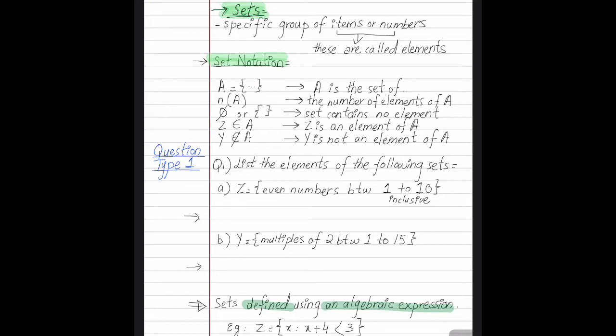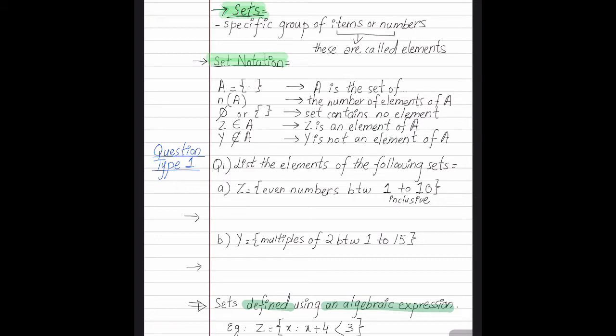The first one represents "A is the set of." That's how the first one is read. And then the second one tells us the number of elements of a set A. And then the third one, these two symbols, can be used to represent a set that has no elements in it. The fourth one states that Z is an element of the set A. And then the fifth one states that Y is not an element of A.